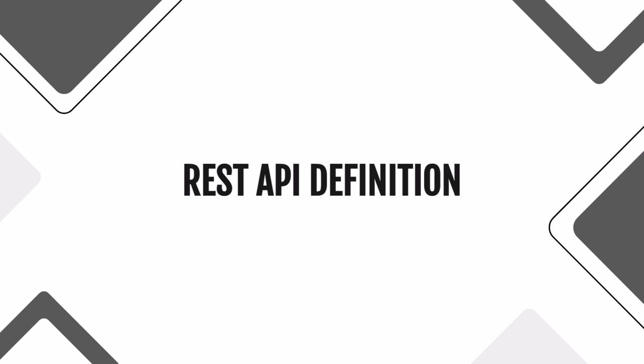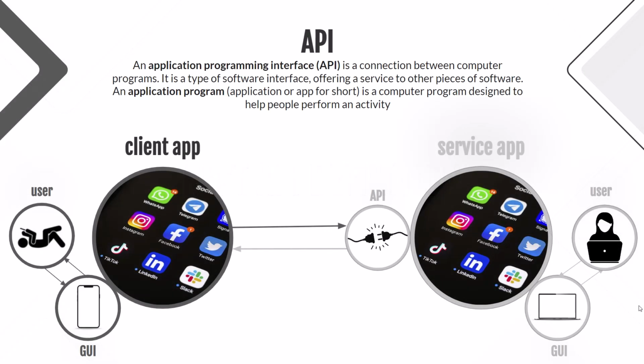Hi everyone, in this video we're going to learn the REST API definition. Let me remind you of what we discussed in a previous video. We agreed on definitions for an API and for an app, and we created the schema to explain these concepts. If it's new to you, you can check the previous video. If you're already familiar with the schema, I have some controversial news for you.